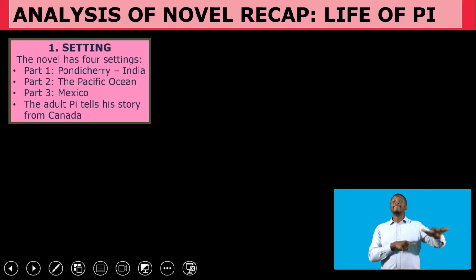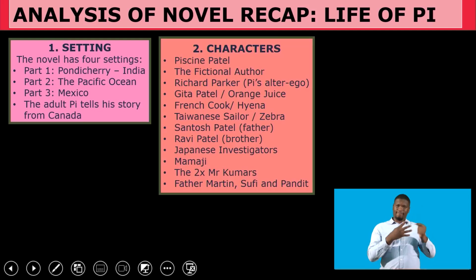Now, let's recap some of the key aspects of the various novels. First up, Life of Pi. The setting. The novel has 4 settings. So firstly, part 1 is in Pondicherry, India, part 2 in the Pacific Ocean, part 3 in Mexico, and then also we've got the adult Pi telling his story from Canada to the fictional author.